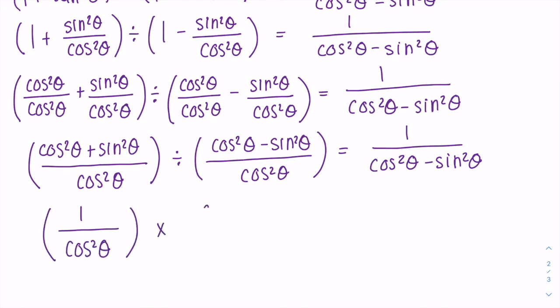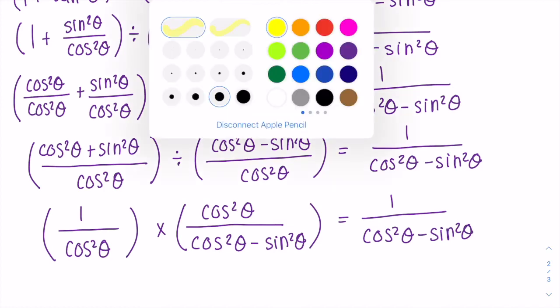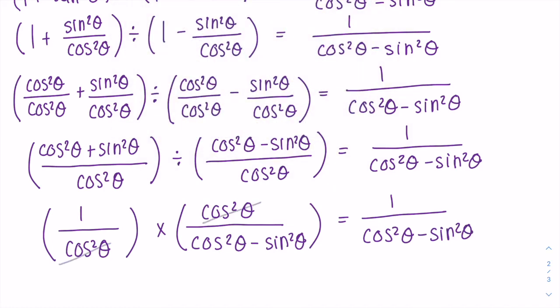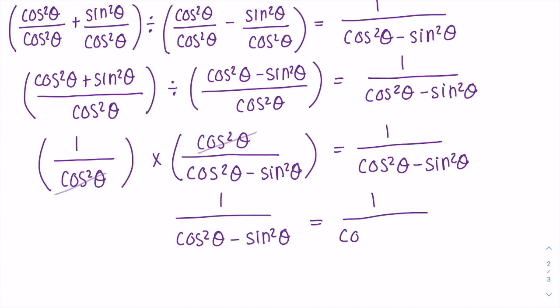So we flip the second one and multiply. Now we see some things are canceling out here, so that is a very good sign. So I'm going to cancel my cosine squareds out, and I'm left with 1 over cosine squared theta minus sine squared theta, which is exactly what I wanted. And we managed to fit that one on the right in the space we had, so that was an added bonus. And then we have that our left side equals our right side, so we're done.